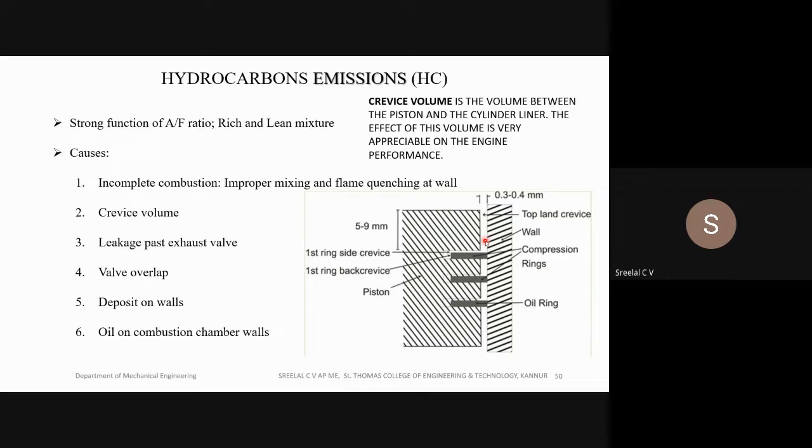Then what happens during the expansion stroke? This particular fuel which is trapped here will be again introduced into the combustion chamber. As a result, some volume of this trapped charge will be burned and some of it will not be burned. These unburned hydrocarbons will be emitted to the atmosphere. Understood?